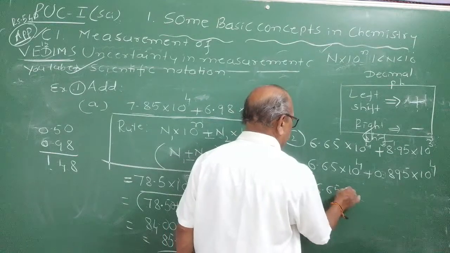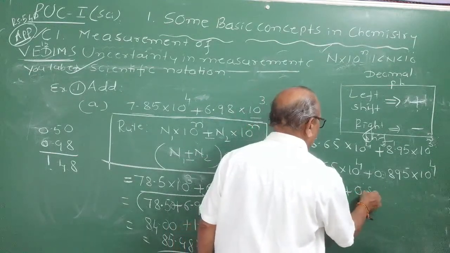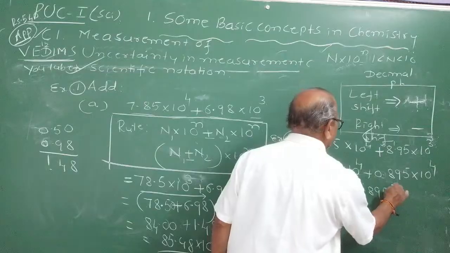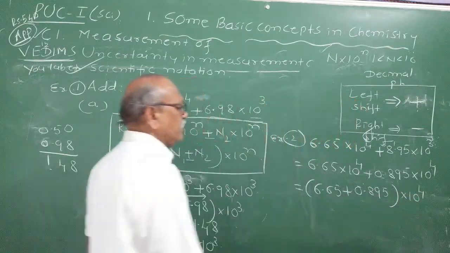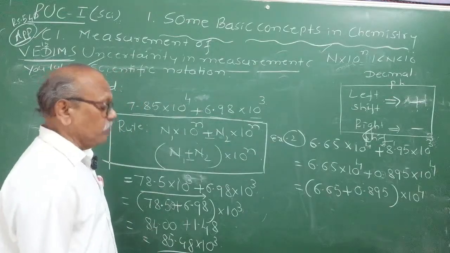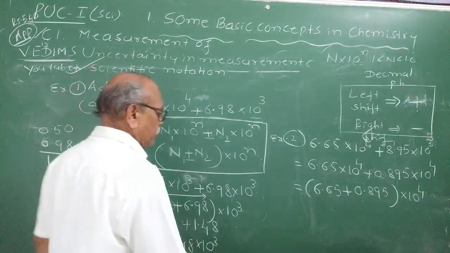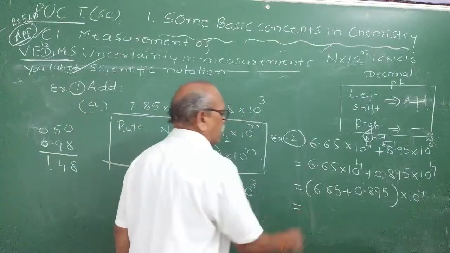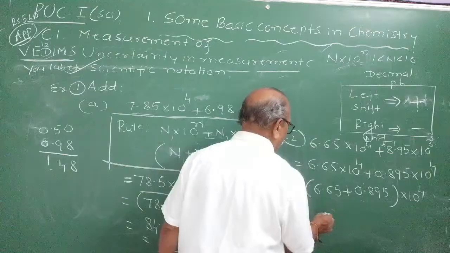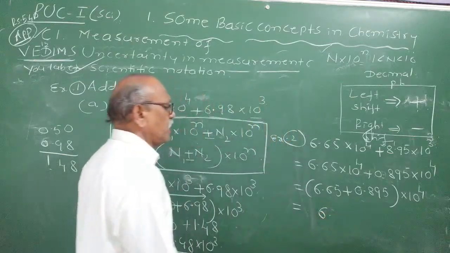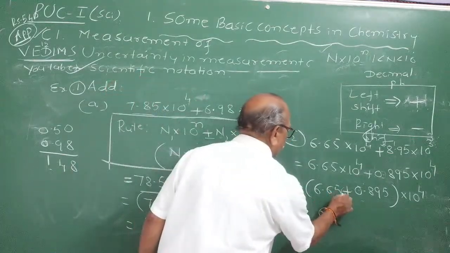Many students at school level have not learnt handling decimal numbers whenever powers are there. In that case, scientific notation will come to your help. Now you can add the whole number part and decimal part separately. 6 plus 0 will be 6 only. Now we'll add the decimal part. You can take it as 650, 650.